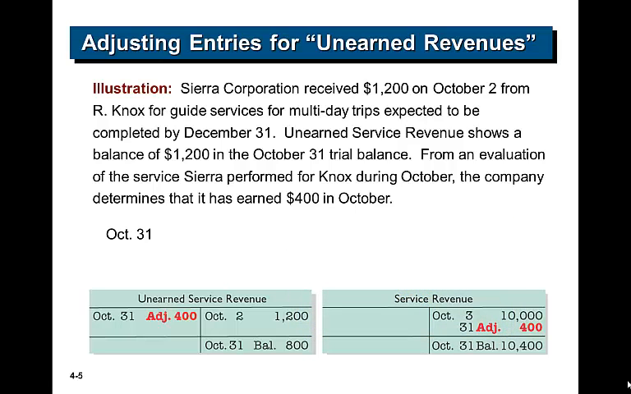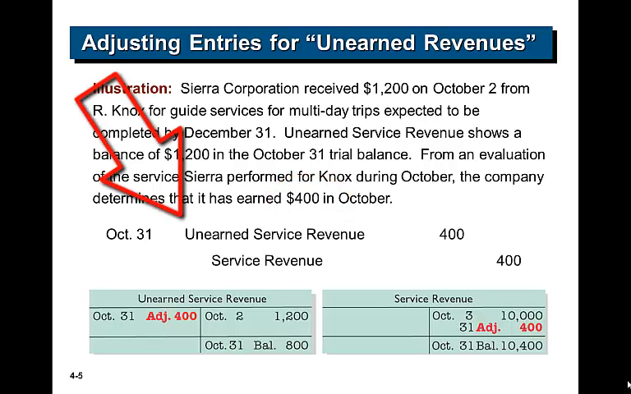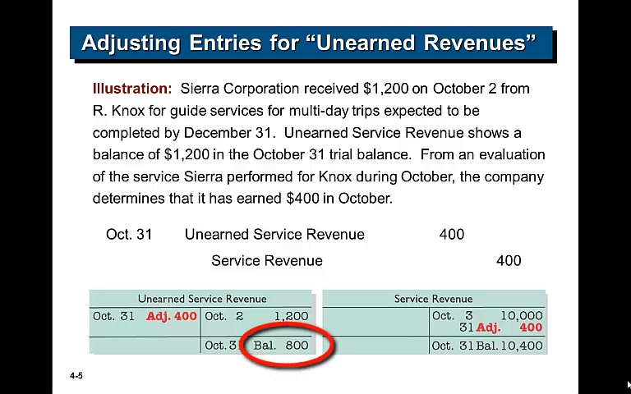At the end of the period, an evaluation of services performed for R. Knox revealed that Sierra performed services worth $400. Therefore, the remaining $800 is still unearned. We should debit unearned service revenue by $400 to remove the portion earned during the period, and credit service revenue by $400 to recognize the earning of the revenue. After the adjusting entry, unearned service revenue has a balance of $800, which represents the portion that is still unearned.